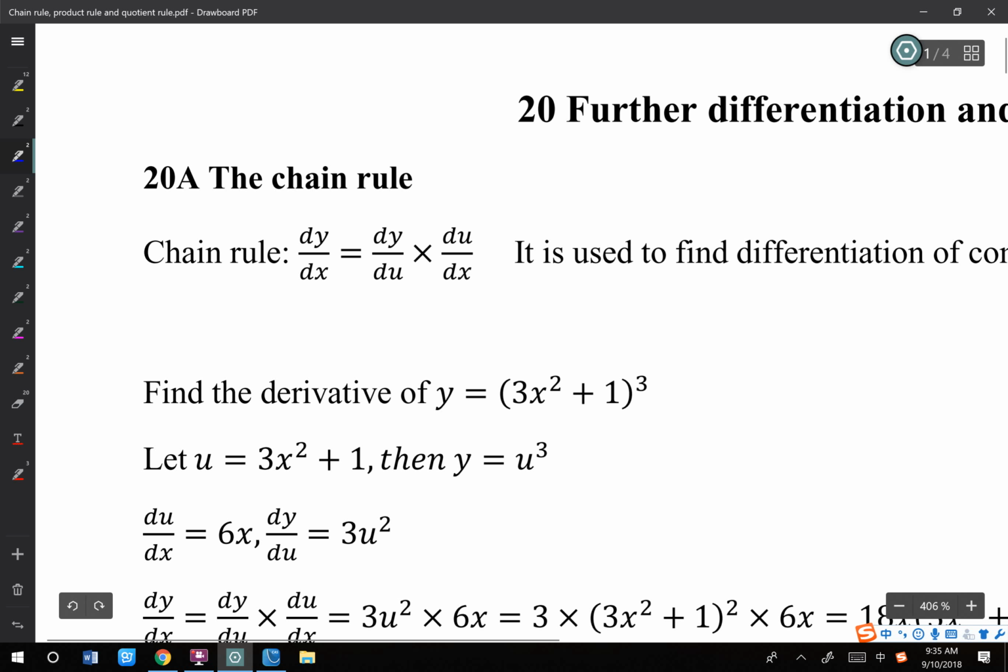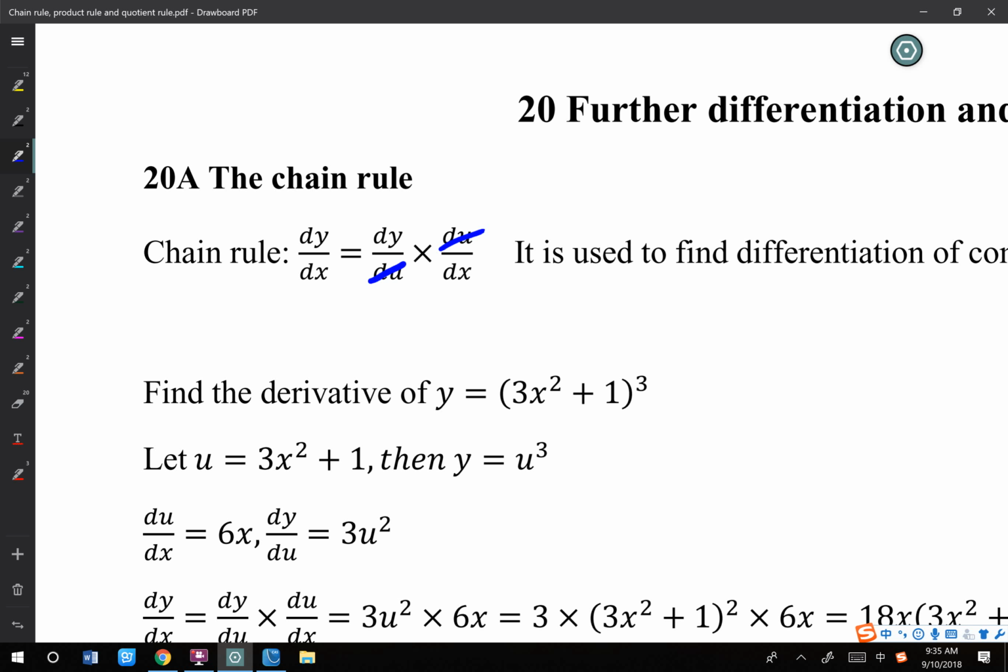You can think of it as two fractions multiplied together, and the du and du get cancelled. You can think of it in this way, okay? That's the basic idea for chain rule. You introduce another variable, and then that variable gets cancelled when you multiply the two fractions. So this is chain rule.